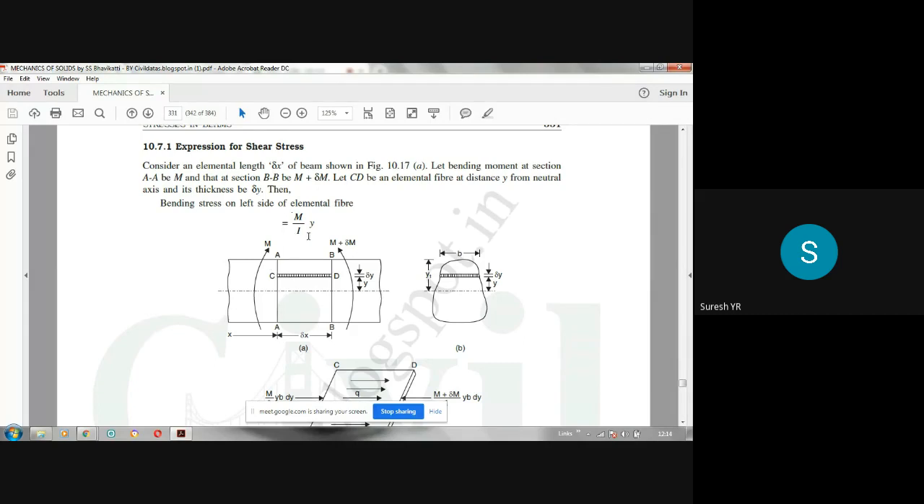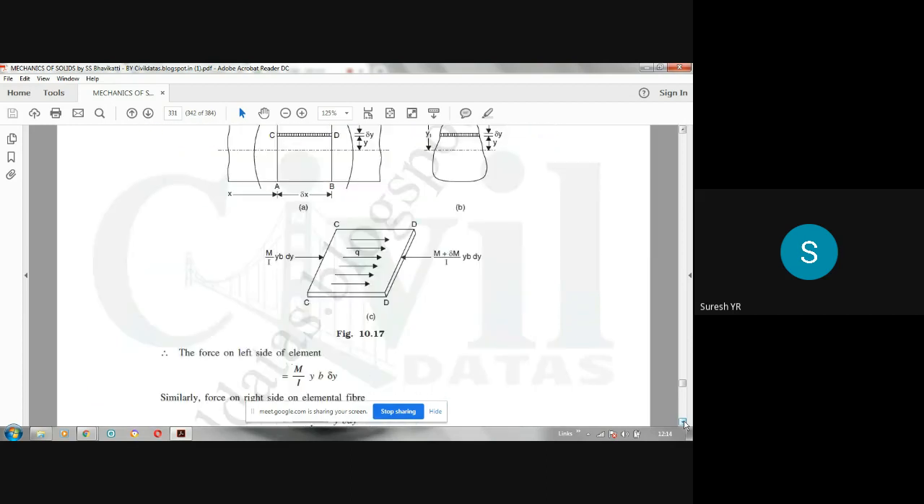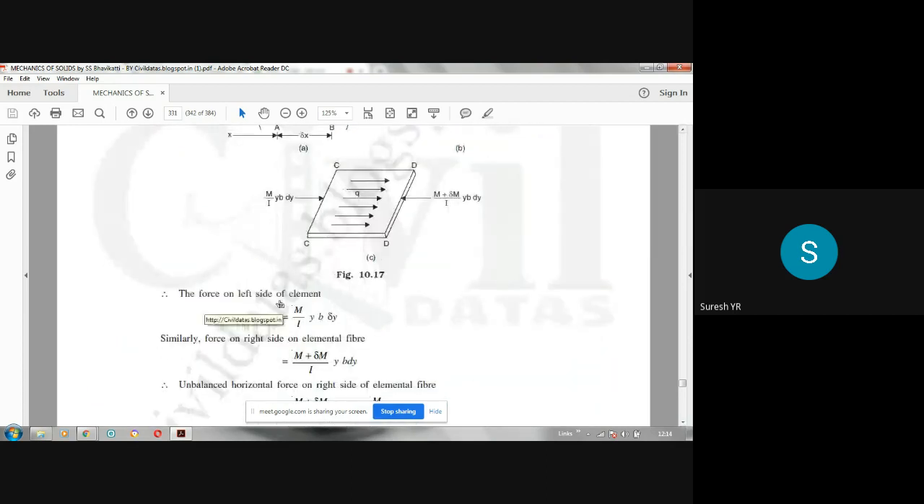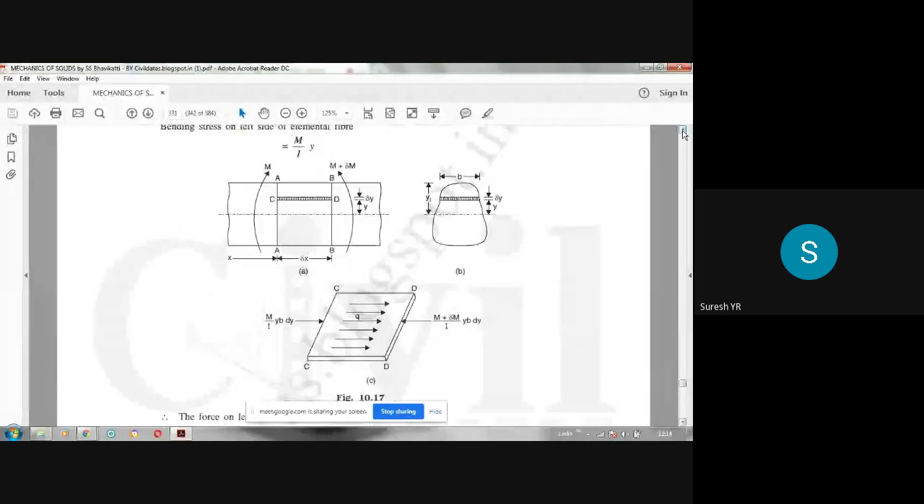To convert that stress into force, you have to multiply it by the area, because stress is force divided by area. Now let us see how to calculate the force. Force on the left side of the element. We are calculating the left side. Left side is C here. Here the stress is M by I into Y. When that stress is multiplied by the area, we have to take this area. Area you can see here. This is the cross section. What is the area? The elemental strip area is B into delta Y. We have to take a small rectangular area. So B into delta Y.